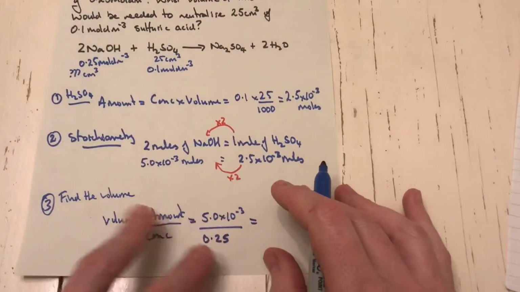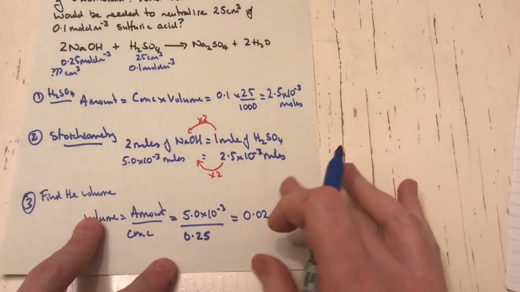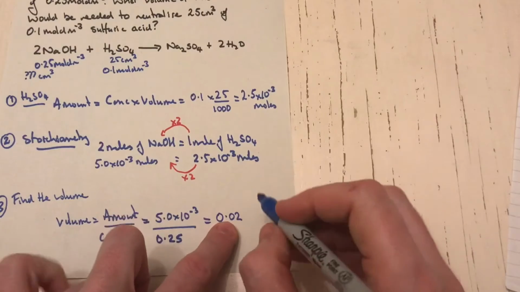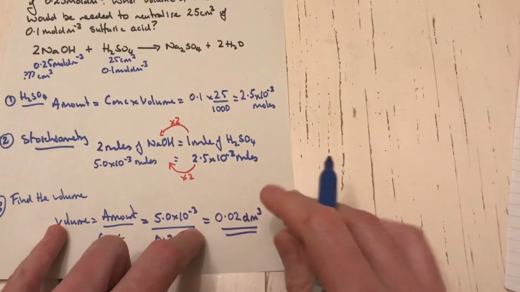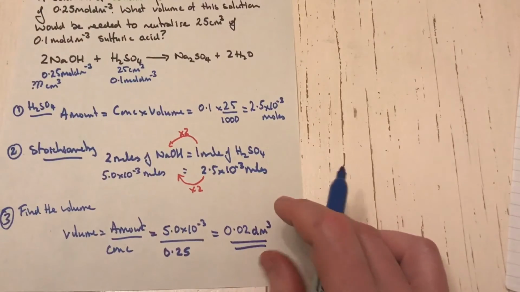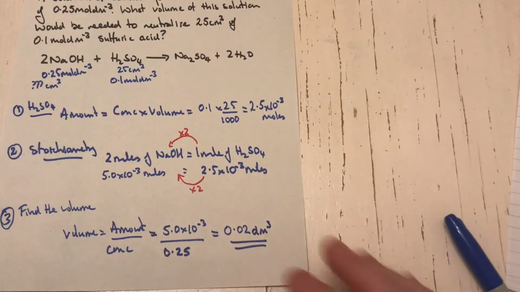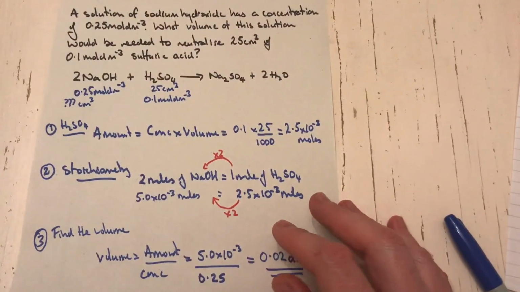Using the calculator, this gives me an answer of 0.02. Be careful, this is in decimeters cubed, and it's fine to leave your answer in decimeters cubed, so that's going to be 0.02 decimeters cubed as a final answer. Don't forget to check out the other video on finding concentrations, and then with both together you can solve any question at all that they give you of this type.